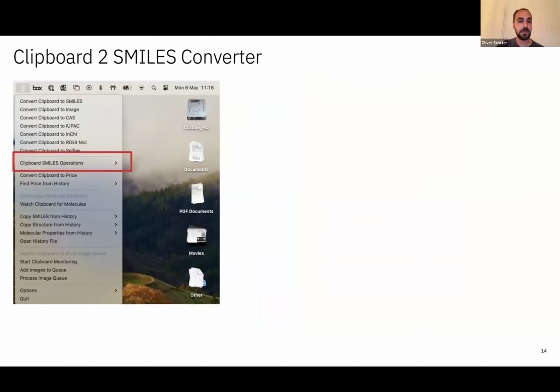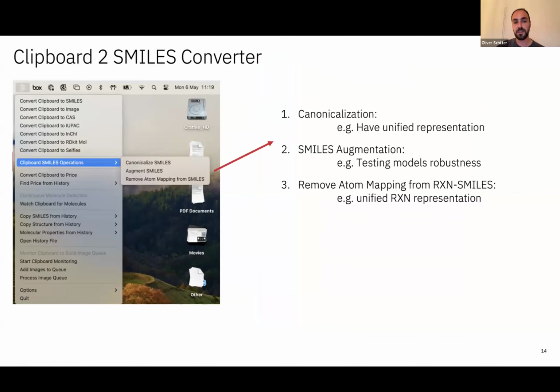With this, we basically covered the first part of the app, where you can convert the clipboard to whatever, because it's identified and then translated. Then I additionally included some SMILES operations, which are canonicalization, augmentation, and removing of atom mapping. I think informaticians are usually familiar with all of them and why we do them. Augmentation is super handy to see a model's robustness. If you use an online service that predicts, for example, a molecular property, you can easily try out whether an augmented SMILES changes the predicted property and so on.